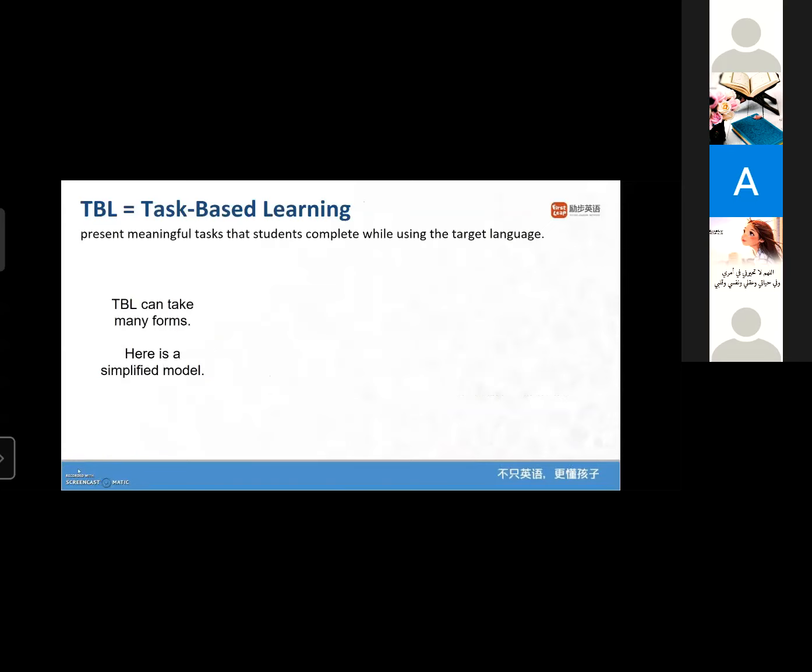Another common instructional method used in language learning classrooms is TBL, or task-based learning. In essence, TBL teachers give students a task, which students must complete using whatever English they happen to know that will help them complete the task. TBL processes can occur in many ways.